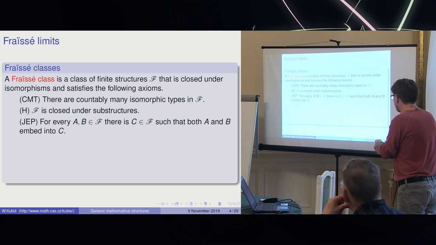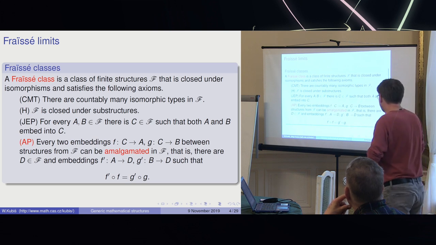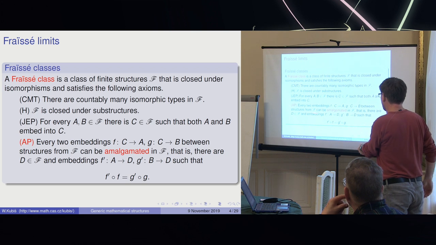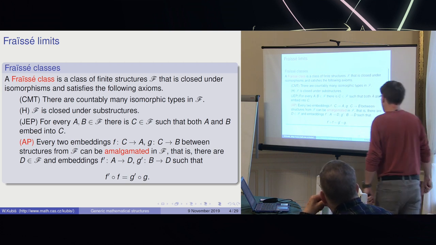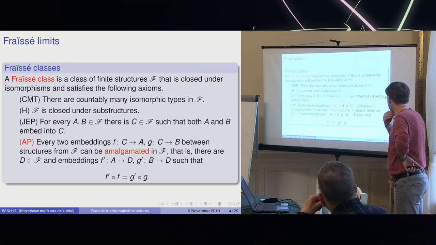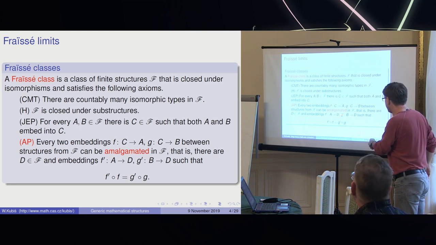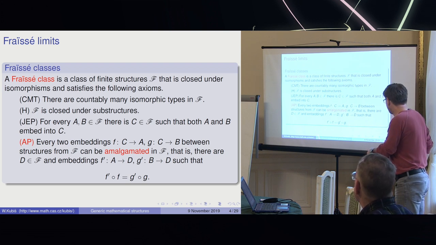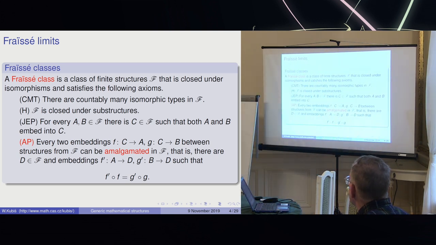Okay, so this thing which Fraïssé assumed, closed under substructures with obvious meaning. And this JEP is called the joint embedding property. So you take any two structures from F, you can always put them together into a bigger structure. It is typically very easy to check. Now I put it in red because this is somehow the crucial property, the amalgamation property. AP stands for amalgamation property. So given any two embeddings with the same domain, you can always find some bigger structure and embeddings making this commute.